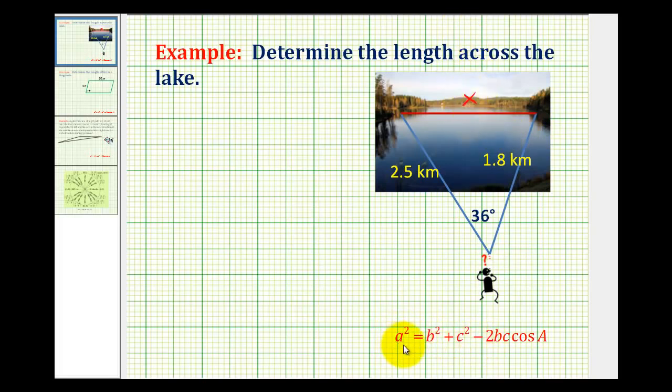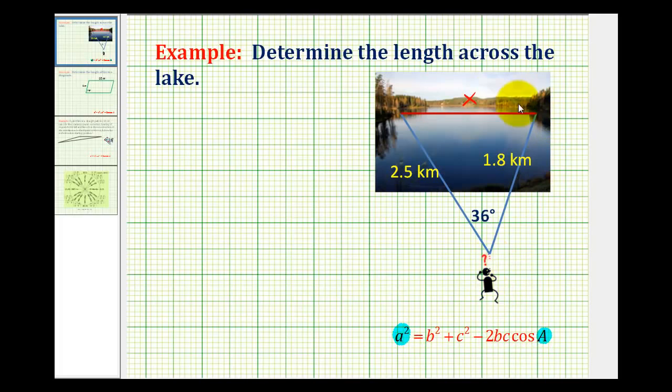And often the law of cosines is expressed three different ways, but the most important thing to recognize is the relationship among the three sides and the given angle. Remember that side A is always opposite angle A. And it's also true that sides B and C form angle A.